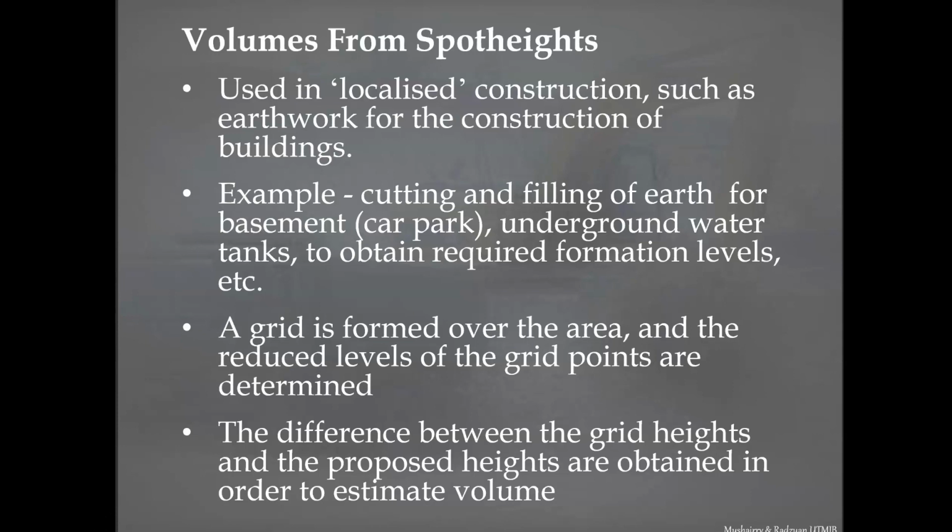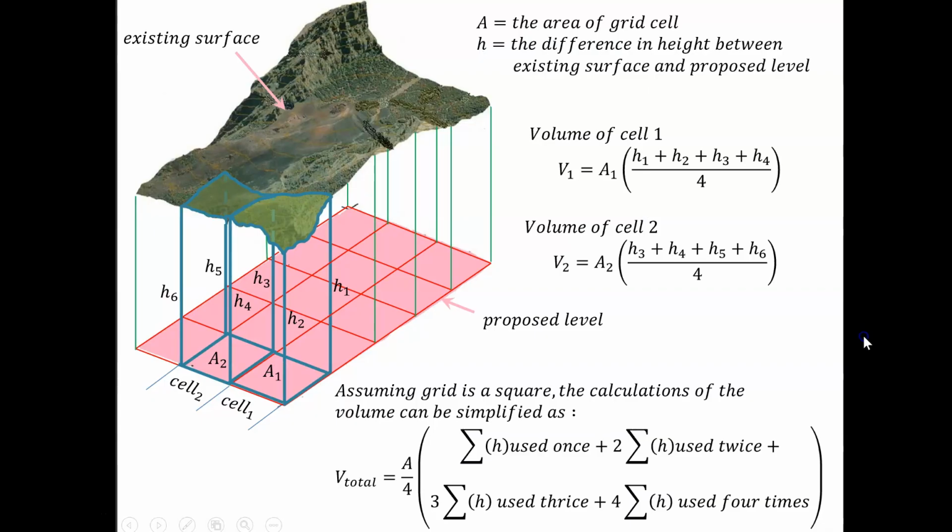So what we do is we will form a grid over the area, and we will determine the reduced level of the grid points, the intersections of the grid. And we're going to look at the differences between the height of the grid points on the existing ground and the proposed level of that point in question. Okay, I think I have a figure to show you what I mean by that.